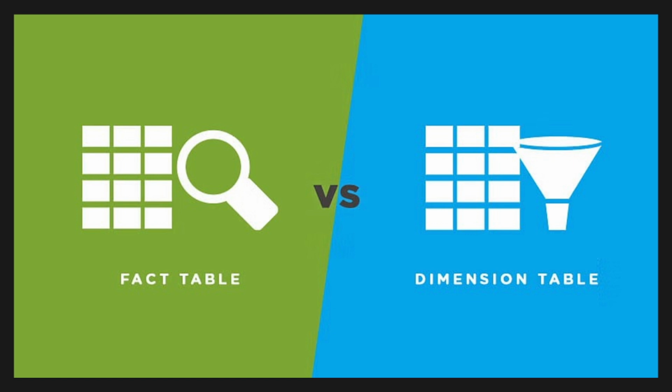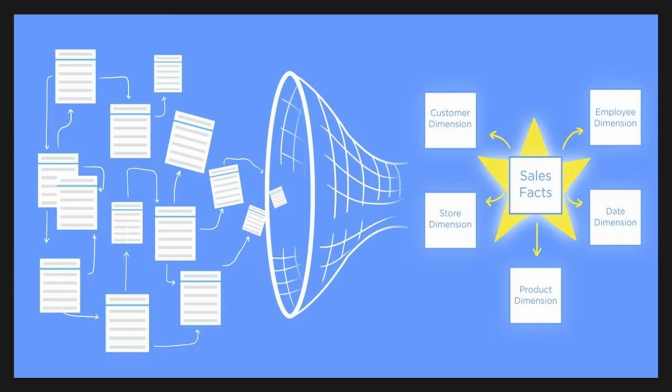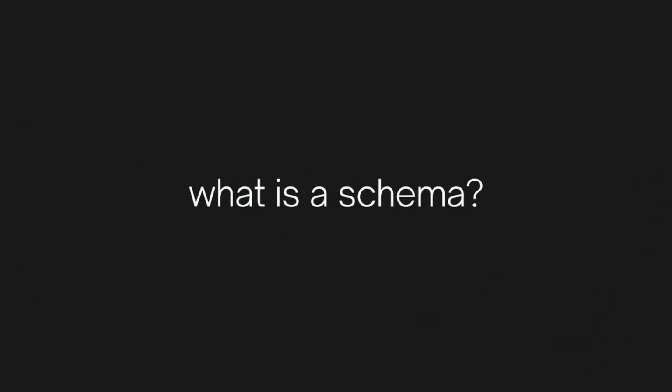Today, we're going to explore the next level of dimensional modeling, schemas. These are the blueprints that tell us how to organize fact and dimension tables in a way that makes sense for your business. Specifically, we'll break down three types of schemas: Star, Snowflake, and Galaxy. By the end of this video, you'll know exactly which schema to use and when. Let's get into it. So first off, what even is a schema?